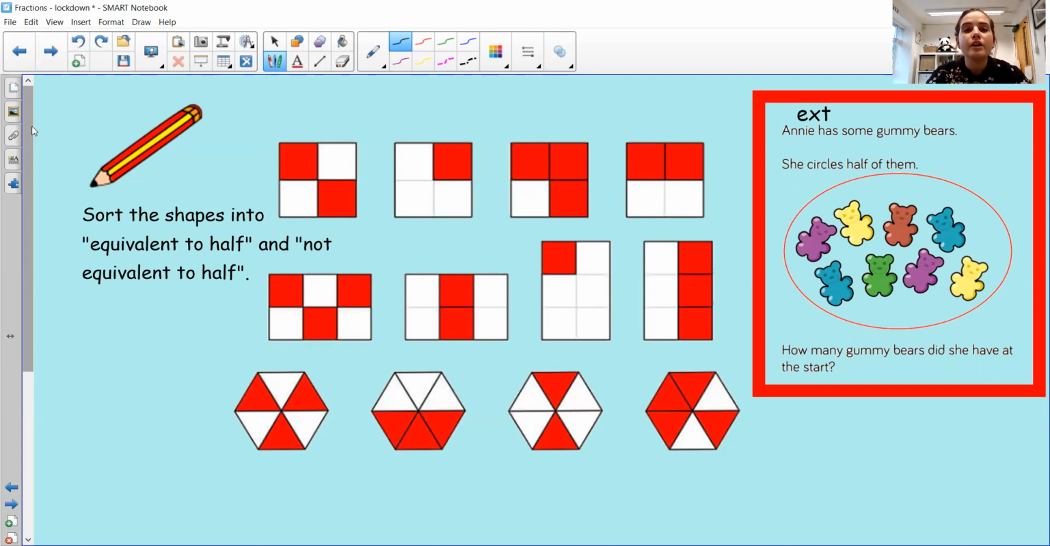So have a go. What you can do is print them off, cut them out, divide your piece of paper into half and have half and not half, and put them into the right places on your sheet of paper. Can't wait to see the pictures.